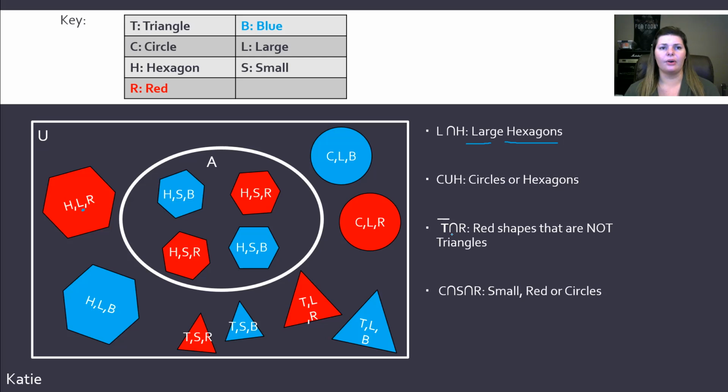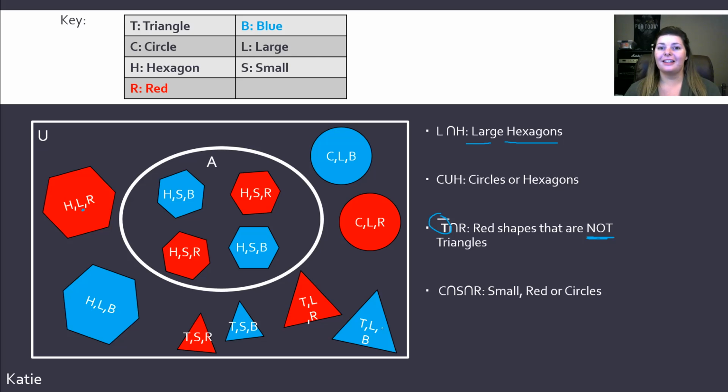So this is wanting to know what is T. We know that this right here means anything but T. Okay, so anything but T. T is triangles. So an R means it's red shapes that are not triangles because of that symbol right there. And then what are these? It's C, S, and R. So we know that that is small, red, circles. Anything that's going to be small, red, and circles.